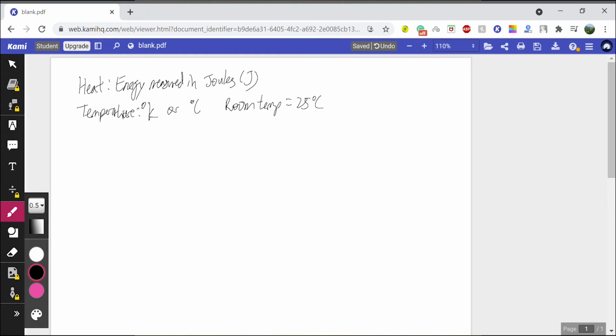And we also need to know system and surroundings. System, which is a process that is under observation, and we have the surroundings, which is basically everything else but the system.